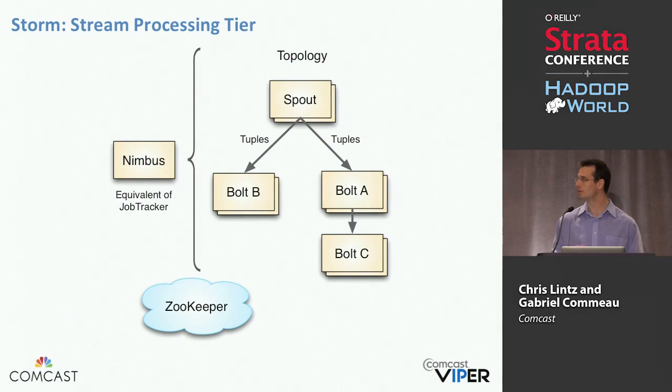To Nimbus, you submit a topology, which is a piece of code that defines spouts, bolts, and the way to link them. A spout is the source of the data stream. It emits messages, also called tuples, down the topology to bolts. A bolt is a single computation unit which processes the data and eventually emits other tuples downstream.